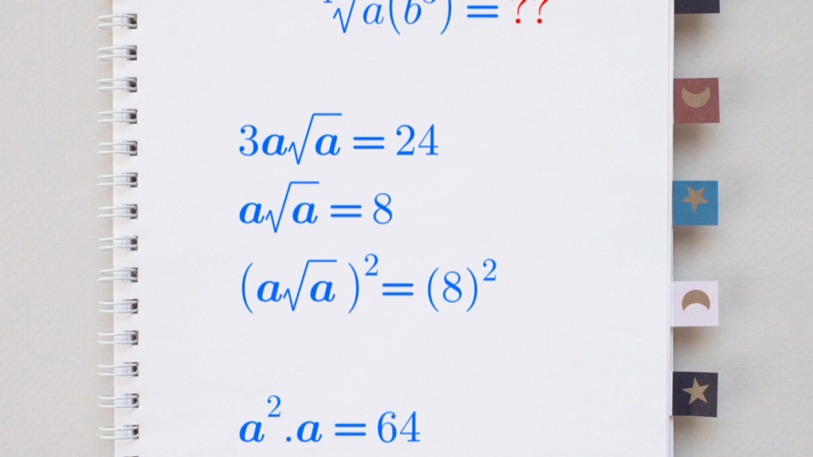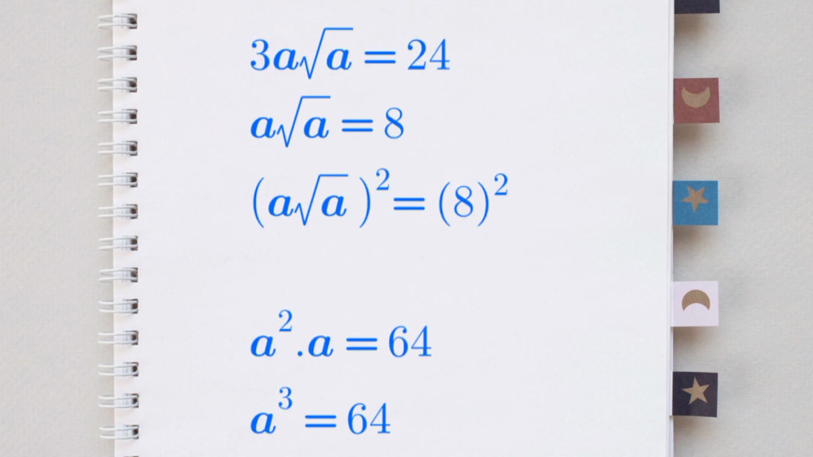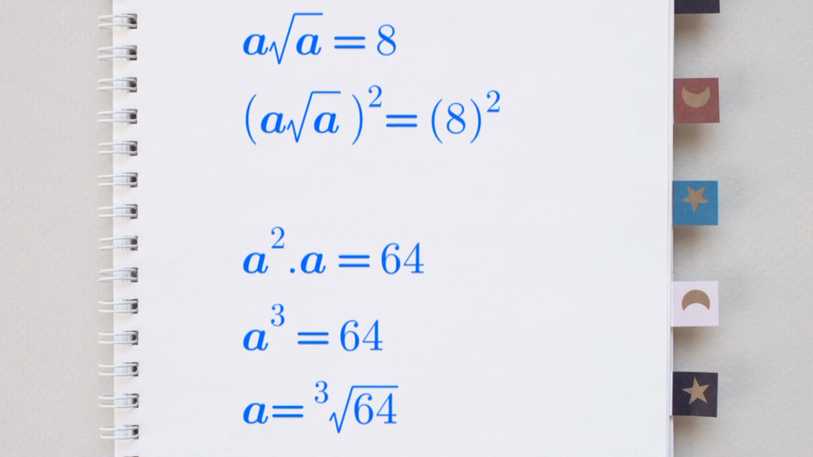Now on the left hand side, using the laws of indices, we have that a squared multiplied by a is equal to a raised to the power of 3. So we have a³ = 64. Now to solve for a, we have to take the cube root of both sides in order to cancel the 3. Or we can actually say we raise both sides to the power of 1 over 3. So with that, we have a = 4.